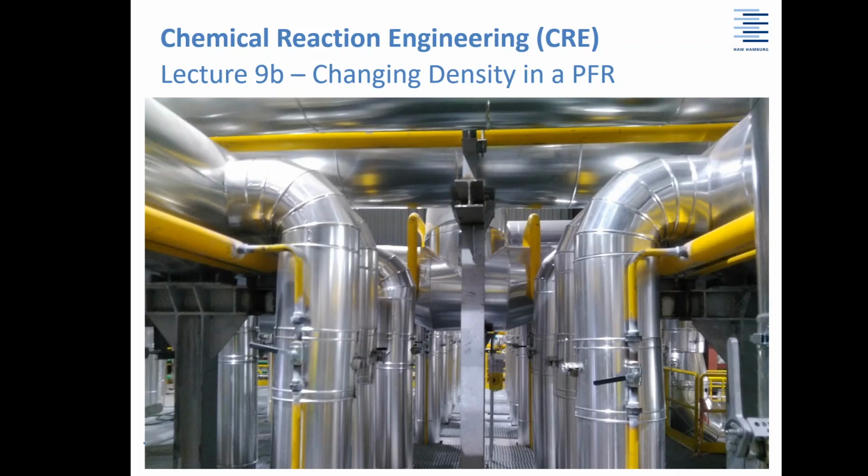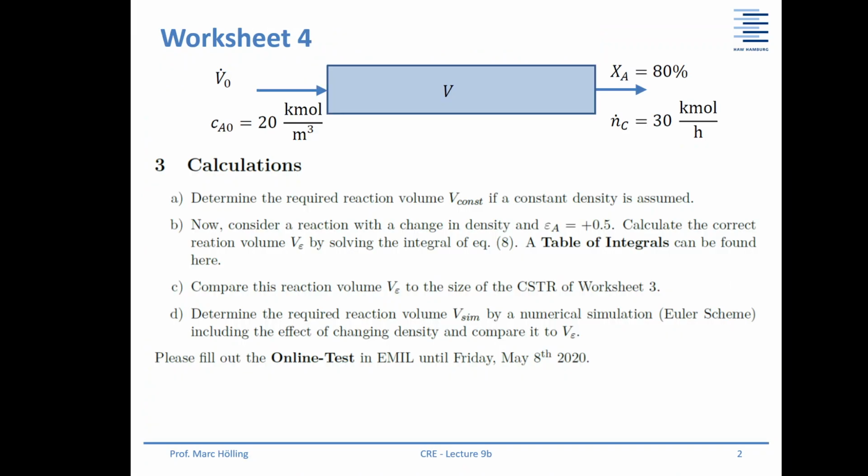And we had the topic of changing density in a plug flow reactor. Worksheet 4 was about calculating this plug flow reactor. We wanted to have a mole flow of component C of 30 kilomoles per hour with a conversion of 80% of component A. We start with a concentration of 20 kilomoles per cubic meter, and your task was to find out what should be the reaction volume for this task.